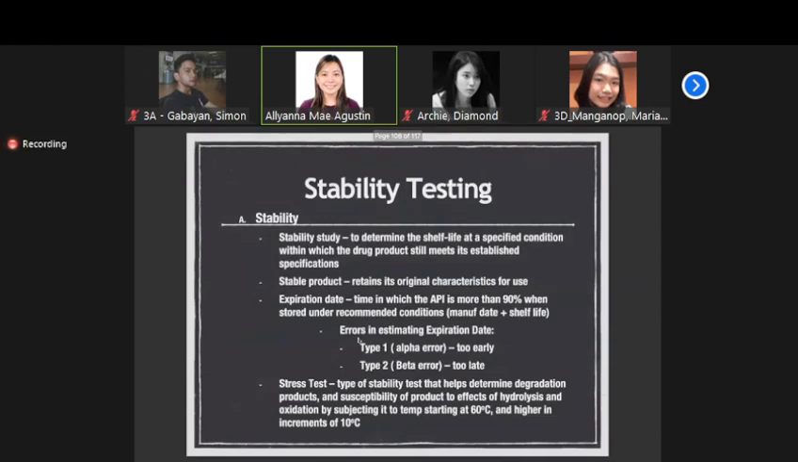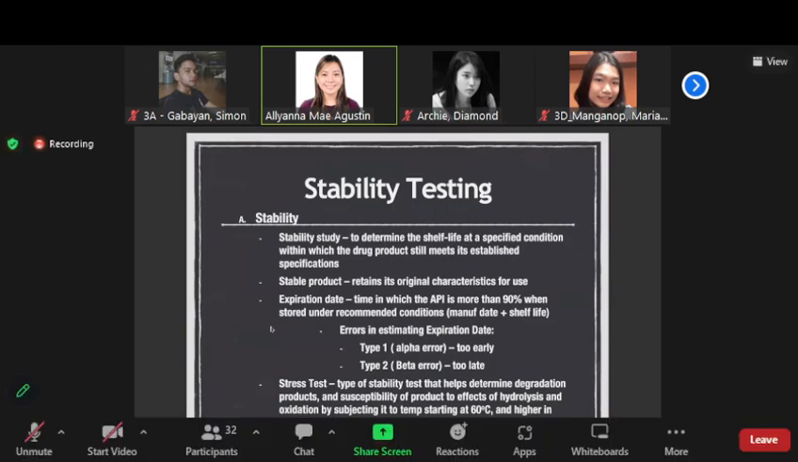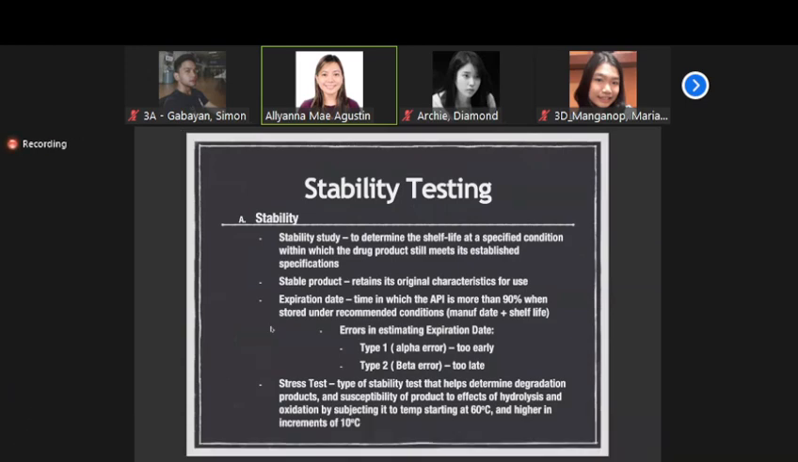Sige, last na tayo. Yes, we have your stability testing. So stability study, stability testing is one of the functions of a QC analyst. Tayo yung nagpe-perform dito. You will be practicing as QC pharmacist. So to determine kung hanggang kailan stable ang product. So the shelf life of the product.